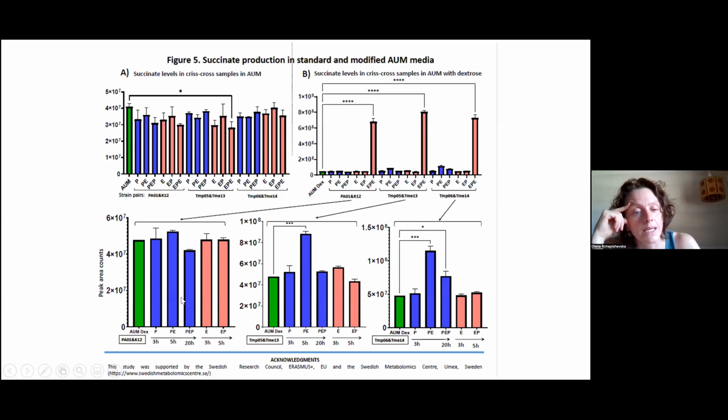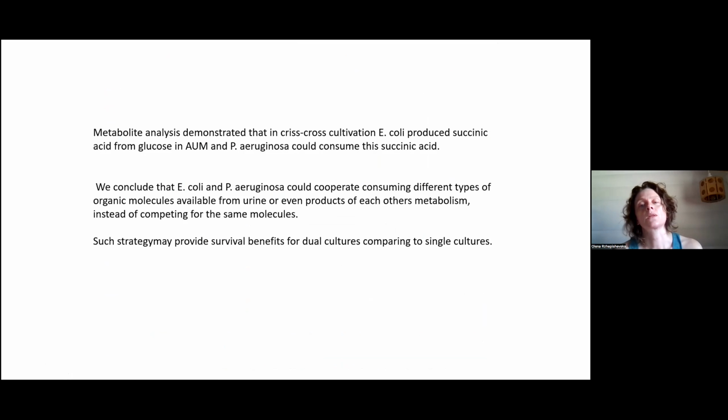If we look at these lab strains, PO1 and K12, such a clear trend is not seen, even though we see a little bit of an increase and a little bit of a decrease of succinic acid when you add Pseudomonas. But probably lab strains are not so good at this, while clinical strains are very good at this. So the conclusion that we made, at least at this stage, is that in this crisscross cultivation, succinic acid is produced from glucose by E. coli, and Pseudomonas can consume this succinic acid later on.